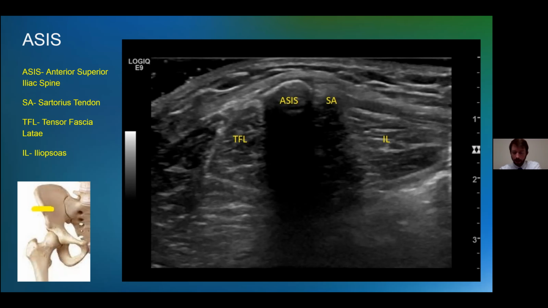And we're going to note the nice demarcation of the TFL laterally here. So this is a nice divider. And the sartorius tendon attachment here on the medial side. And then we're also going to note the medial orientation of the iliopsoas complex here. Fortunately for our patient, no calcifications, no thickening was noted at the attachment of the sartorius.